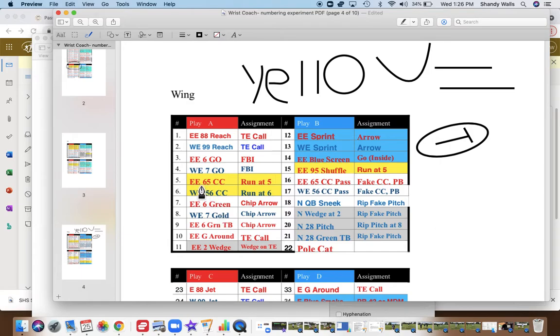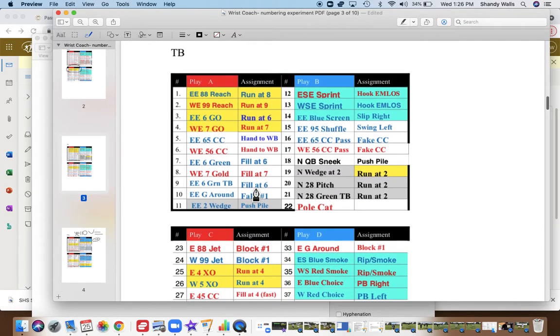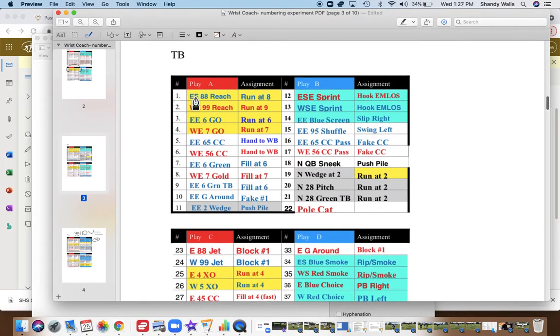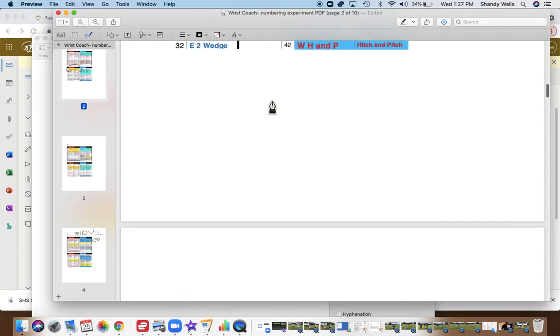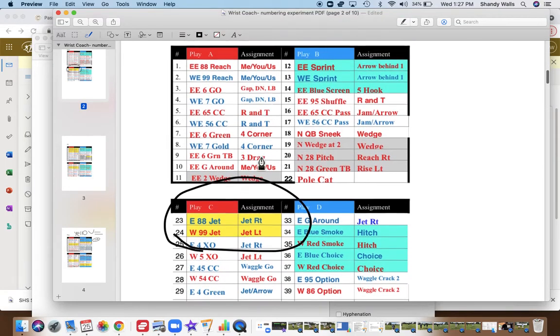For example, on play 5, East End 65 crisscross, if you're the wing, you're going to get the ball on that play. That's why it's in yellow. On play number 1, East 88 reach, if you're the tailback, you're going to be getting the ball on that play. If you're the tight end or jet, and it's East 88 jet, that means you're getting the ball on that play because it's yellow.